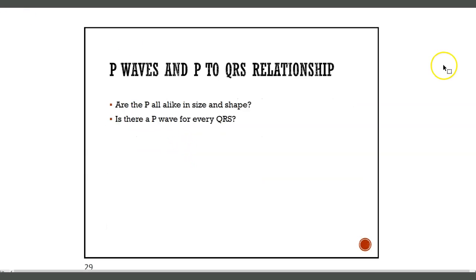We always have to look at the P waves and the P to QRS relationship. Are there P waves? And if they're there, how do they look? Again, they need to be upright and rounded. Then, looking at the P wave, is there a QRS? Is there a P wave for every QRS, or is the P wave followed by a QRS?